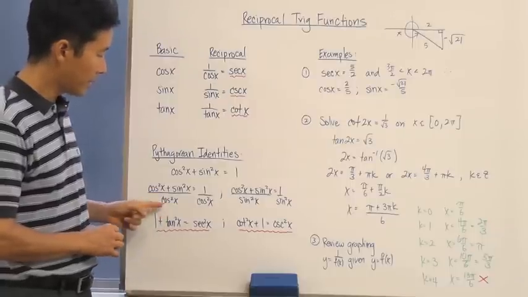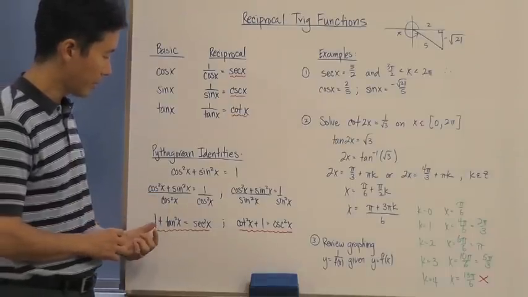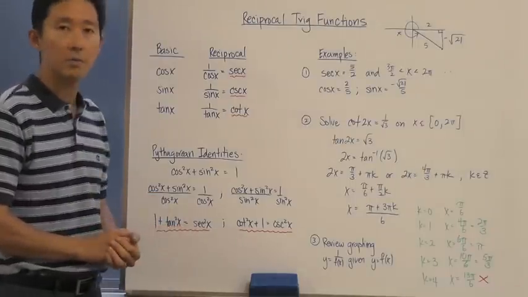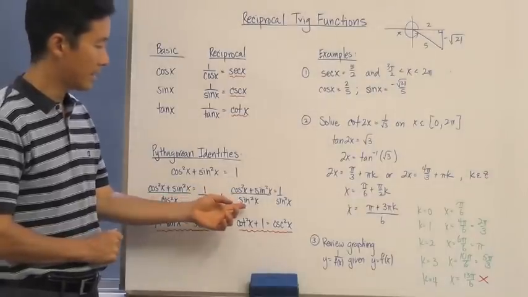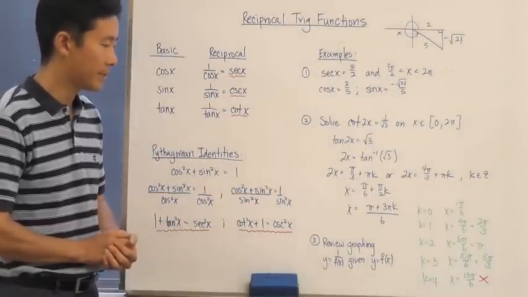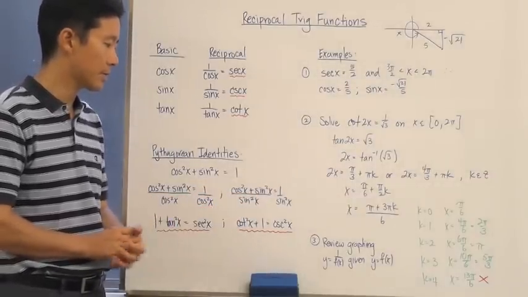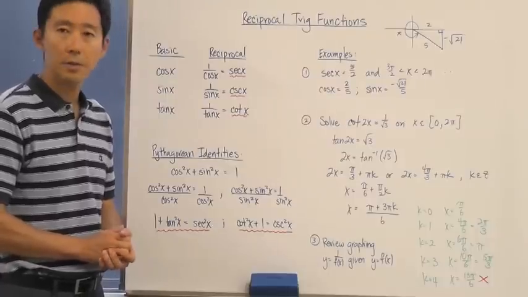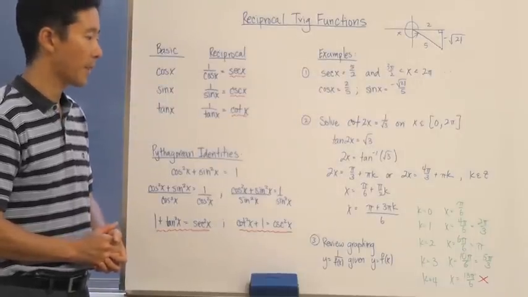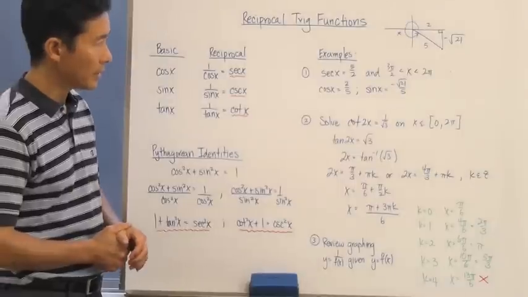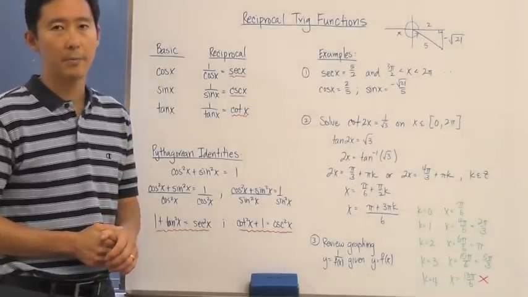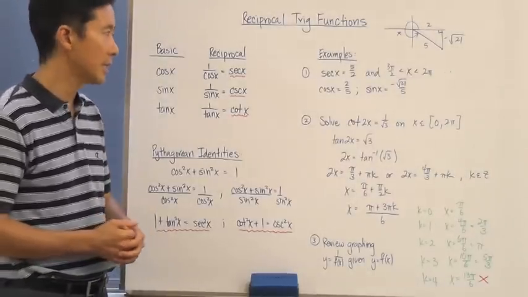So in this case here, by dividing by cosine squared x, we come out with 1 plus tan squared x equals secant squared of x. And in this case over here, by dividing both sides by sine squared x, we come out with cotangent squared x plus 1 equals cosecant squared x. Okay, so let's take a look at a couple of examples that we're going to encounter in the homework section.